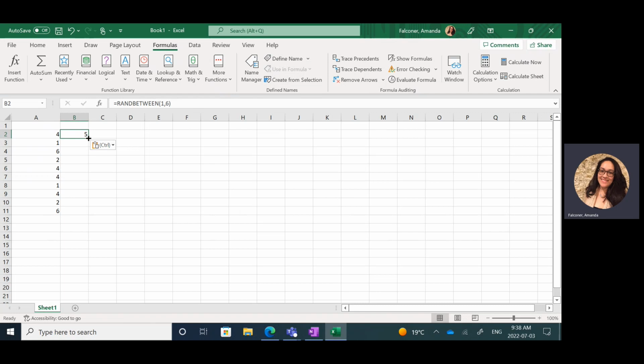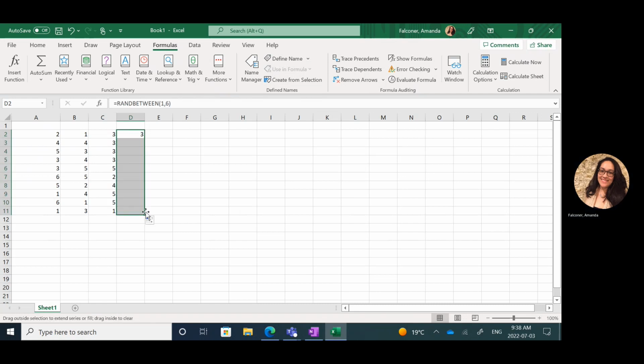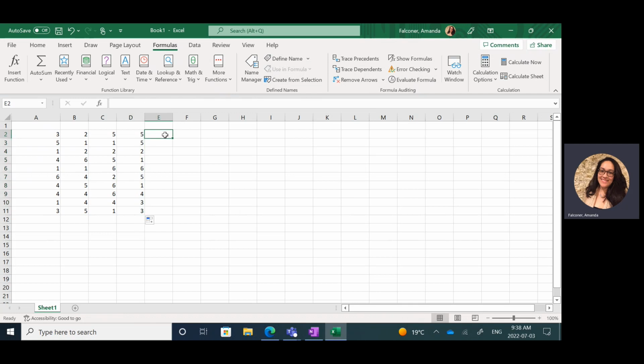So this would be my second set of random numbers. This would be my third set. And every time I'm doing this, all the numbers are just generating again. That's fine. I'll just take my last set here as my final, because it was 50 times as well.